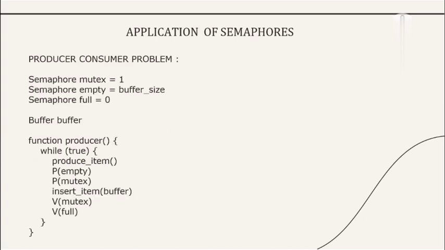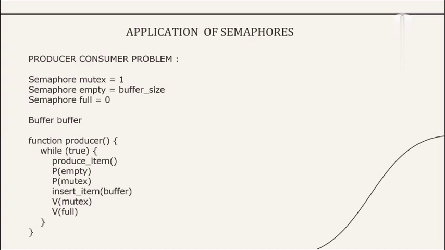In this slide, let's see the application of semaphore in the producer-consumer problem. A binary semaphore mutex is initialized to 1 and it enforces mutual exclusion, ensuring that only one process accesses the critical section at any time. Empty is a counting semaphore starting at buffer size, representing available empty slots in a shared buffer. Full is also a counting semaphore and it is initialized to 0, which signifies an initially empty buffer.